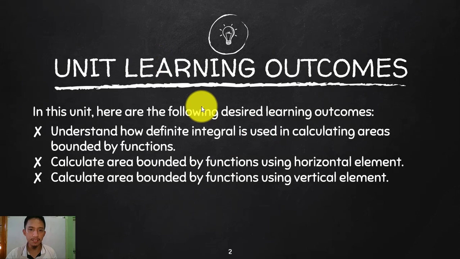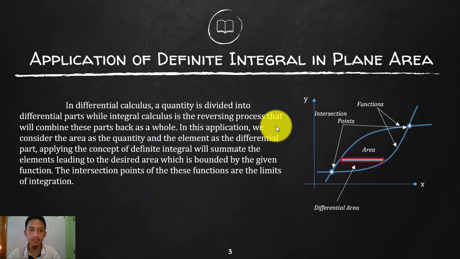And in this unit, these are your learning outcomes. First is to understand how definite integral is used in calculating areas bounded by functions. And then, of course, to calculate the area bounded by a function using what we call the horizontal element. And then calculate the area bounded by the function using the vertical element. Okay, so these are your learning outcomes for this unit.